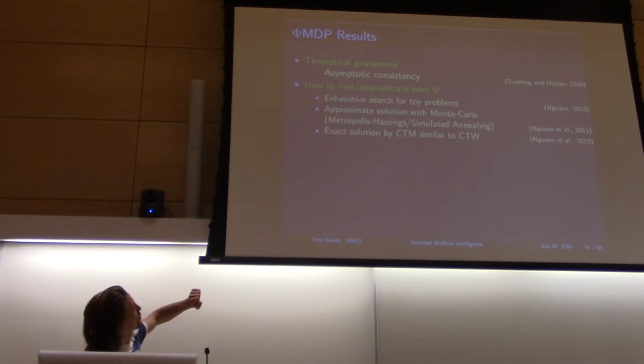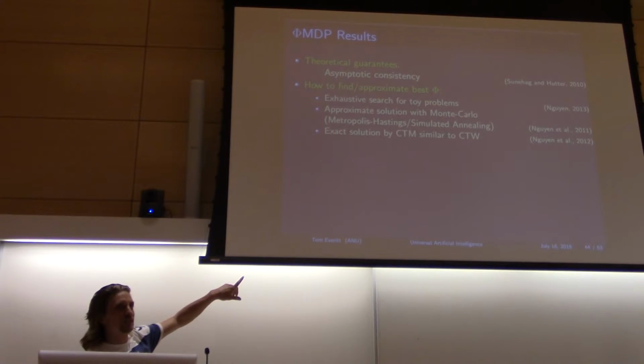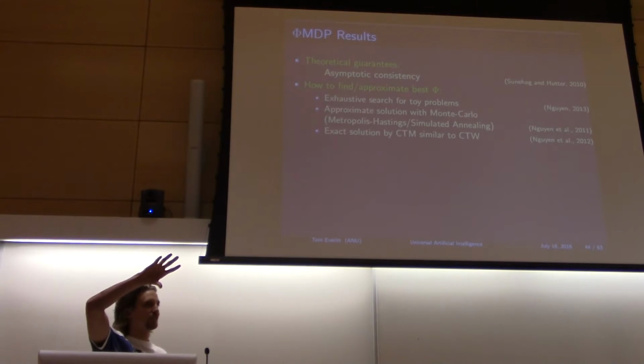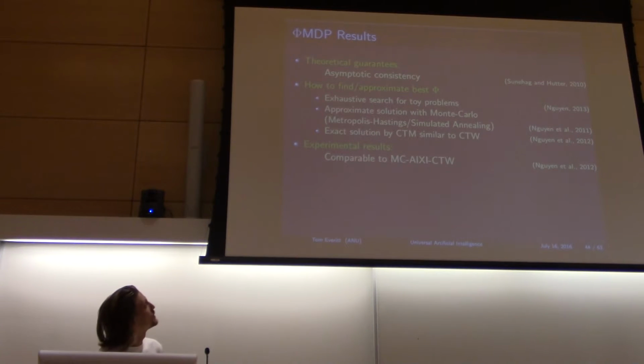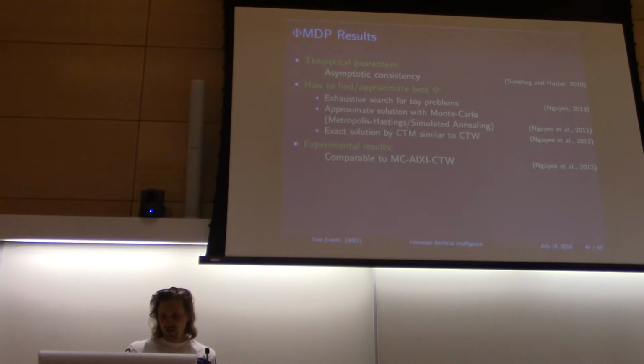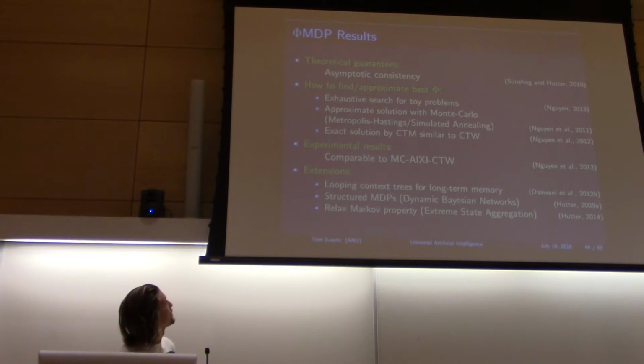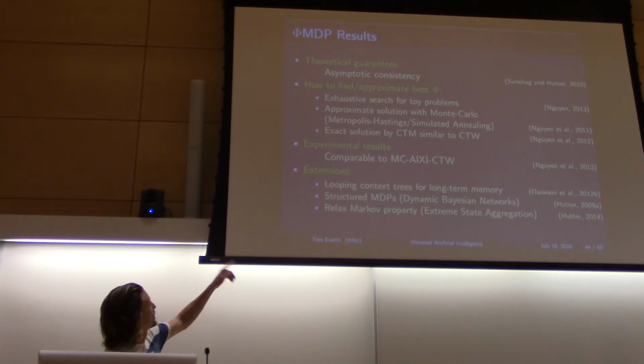It's also possible to use a variant of the context tree weighting algorithm and to use context trees for states. That is called context tree maximization. The math works out similarly, so you get similarly good performance, like this constant time algorithm, which is nice. And the experimental performance is similar to the MC-AIXI-CTW approach. Similar extensions, looking for context trees, apply here as well.